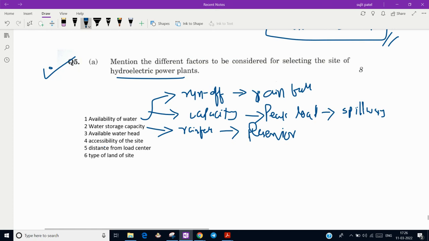or we can say that whenever rainfall comes, it comes for a very short duration, in that case we have to design the reservoir of bigger capacity. So this is the second parameter. Then availability of water head, the third thing.